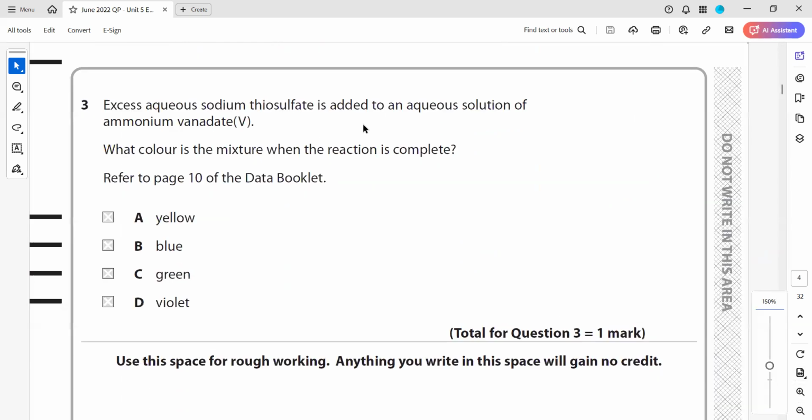Excess sodium thiosulfate is added to an excess of ammonium vanadate(V). What color is the mixture when the complete reaction has happened? Refer to the data booklet. Okay, so what we have to do is check the reaction between thiosulfate and the vanadate(V) ion. Like, what is the final oxidation number? Just a minute, I'll open the data booklet.